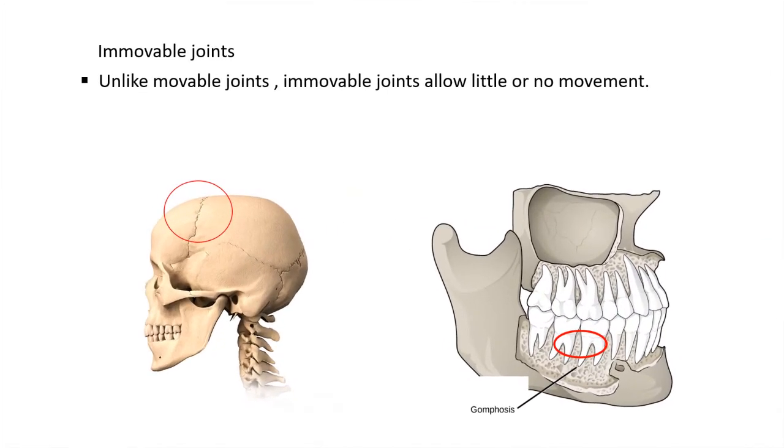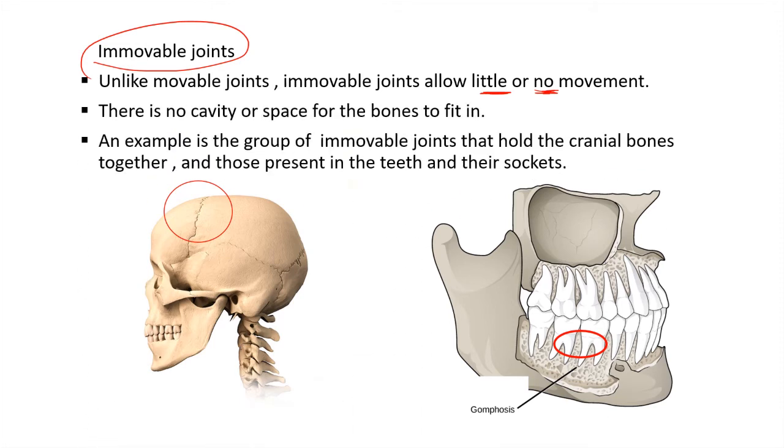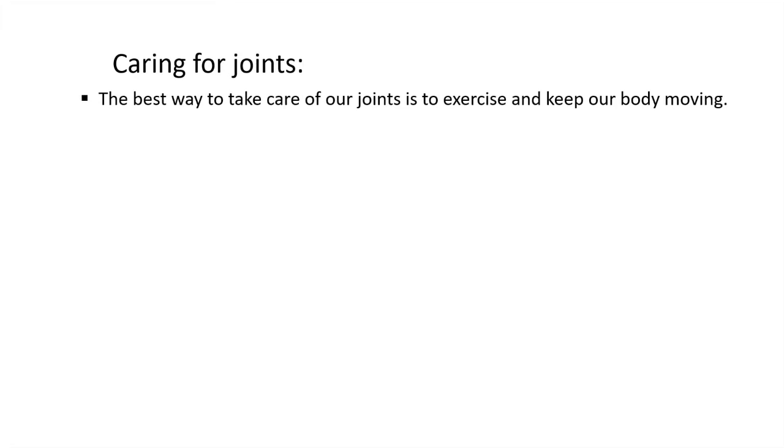Immovable joints. Unlike movable joints, immovable joints allow little or no movement. There is no cavity or space for the bones to fit in. An example is the group of immovable joints that holds the cranial bones together and those present in the teeth and their sockets. Caring for joints.